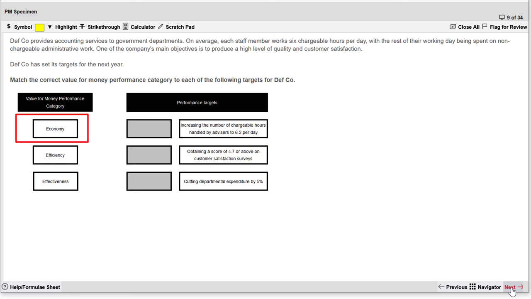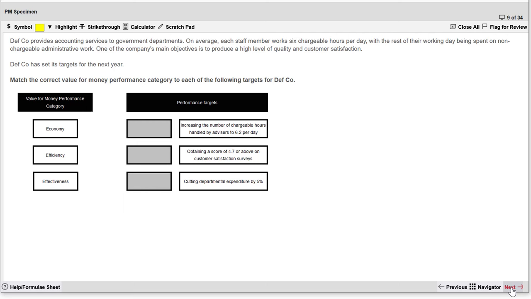Economy, that's about the lowest cost inputs. Efficiency, that's about the maximum output per unit of input. And there's often the word per. It's often a compound metric, something per something. With those tips, this question is easy. So right out of the gate, I'm going to clear 2 of these easier questions. And hopefully there's a third one as I keep scrolling through.